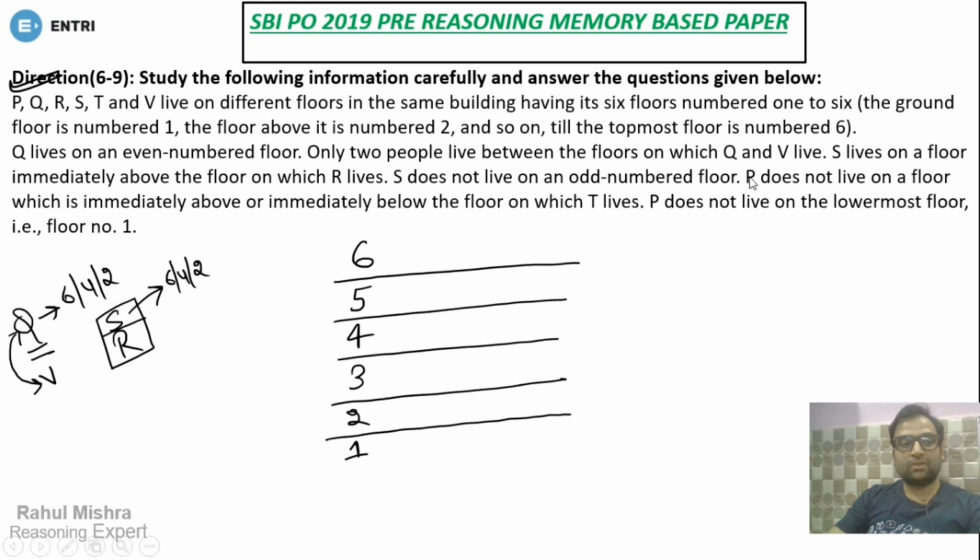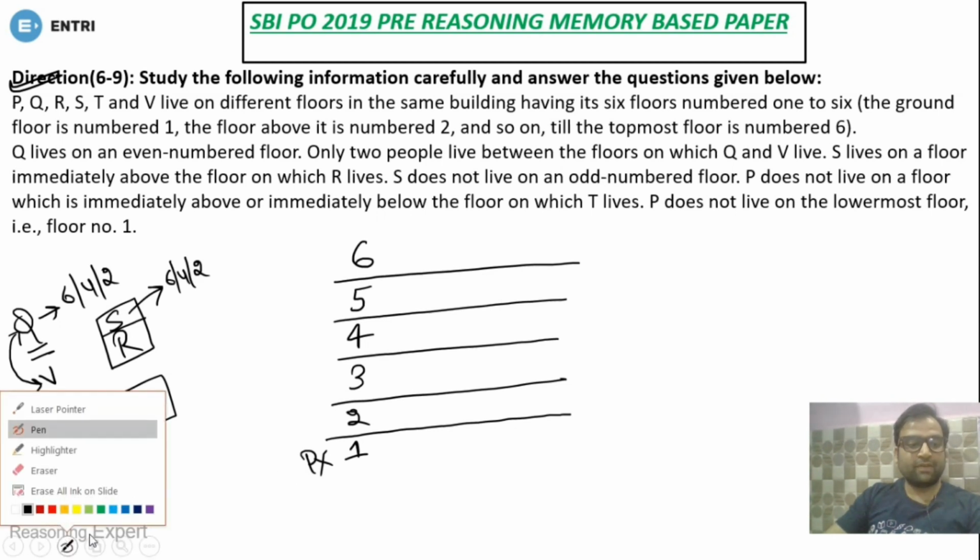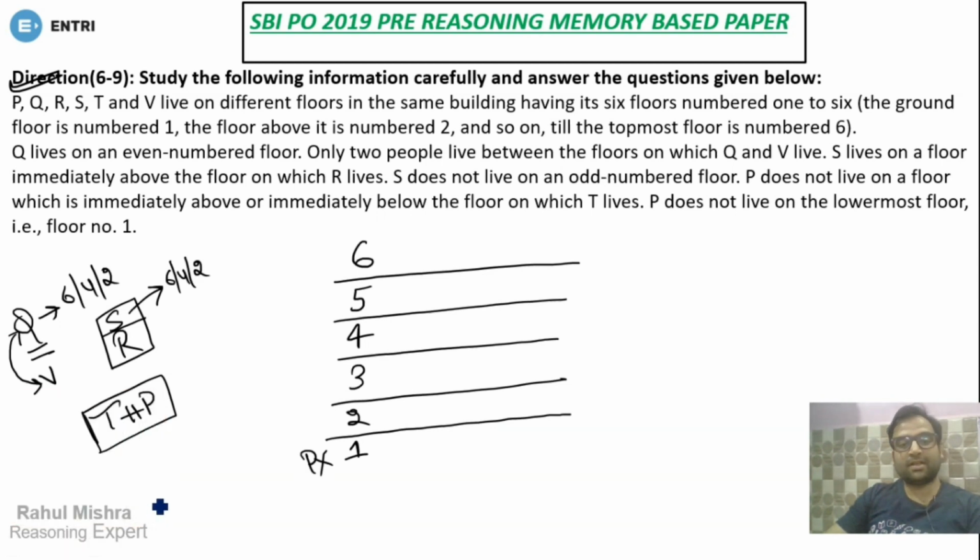P does not live on the floor which is immediately above or immediately below the floor on which T lives. So it simply means T is not an immediate neighbor of P. Now P does not live on the lowermost floor, that is floor 1. So P is blocked on floor 1. Now we have to pick the conditions one by one and start solving the puzzle. First we can start with Q.